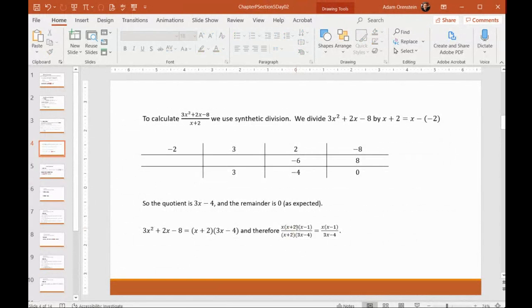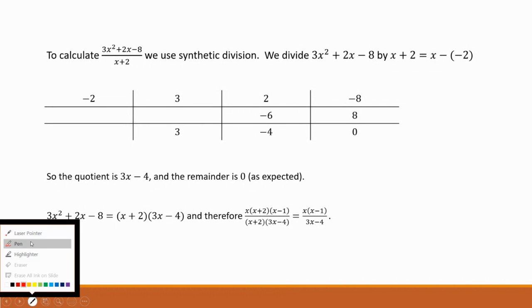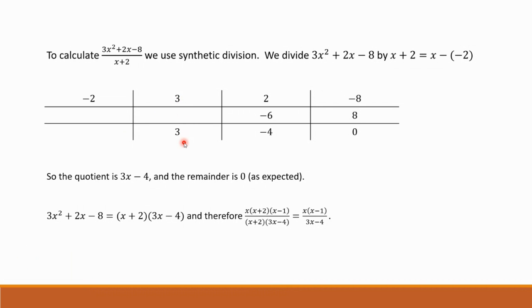We have as well the coefficients of the dividend, right? We have 3, 2, and minus 8. Okay. And for synthetic division, 3 comes down. Negative 2 times 3, that's negative 6. 2 plus negative 6, that's negative 4. Negative 2 times negative 4, that's 8. Negative 8 plus 8 is 0.